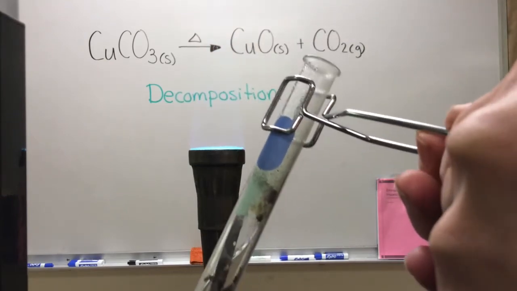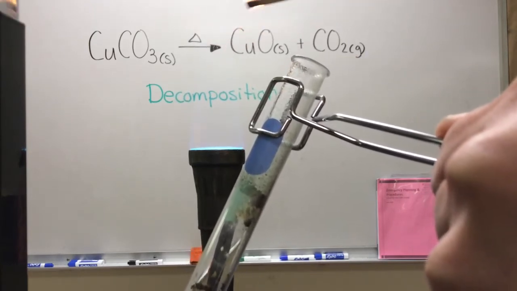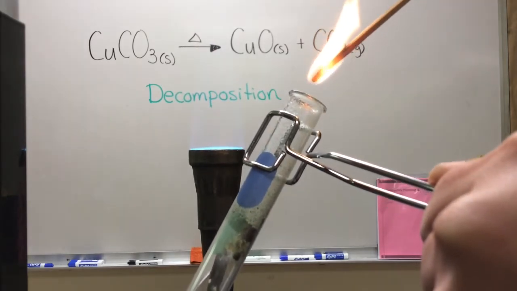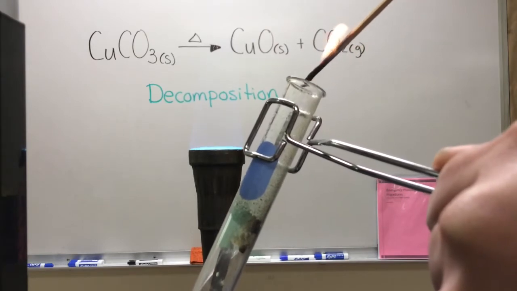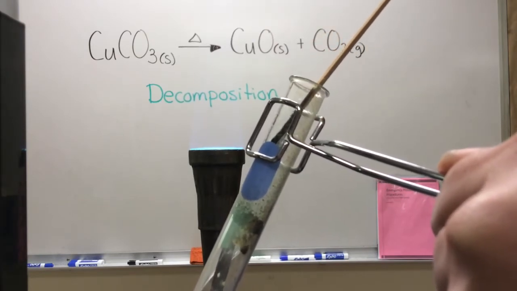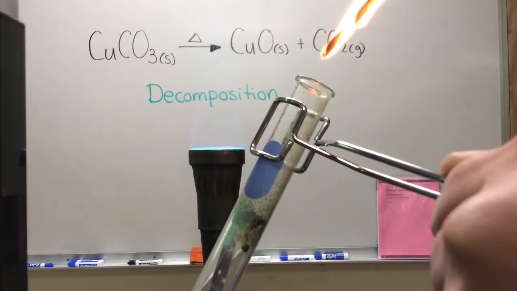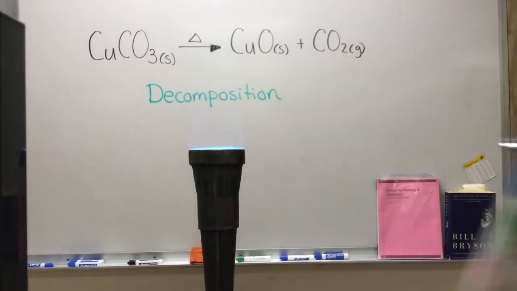Now we're going to take that test tube and run a splint test to see what kind of gas was generated. Placing an open flame into the mouth of the test tube extinguishes the flame, which indicates to us that carbon dioxide has been produced. The balanced equation for that reaction is written on the board behind the demo.